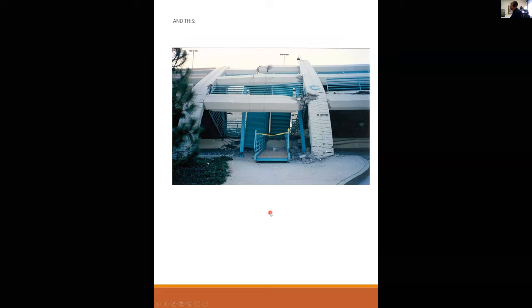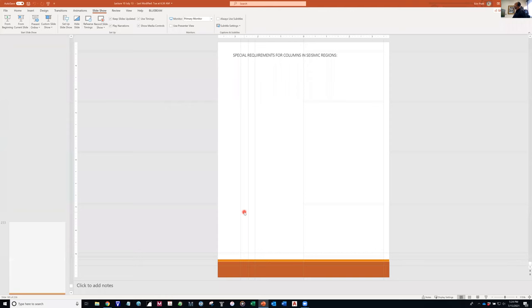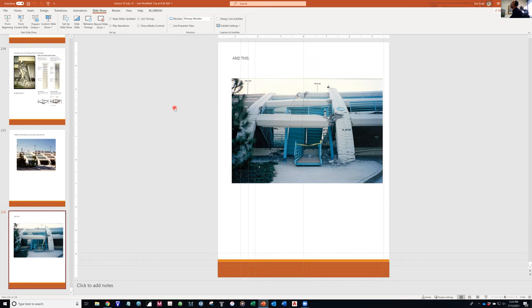Another image of the same building. Moment frame beams didn't do so good. But the columns, again, had this unbelievable amount of ductility in them that they survived this being bent over like 45 degrees. This steel stair didn't do so good either. It just collapsed, as you can see here. Okay, that is our lecture on column design. Any questions on this?